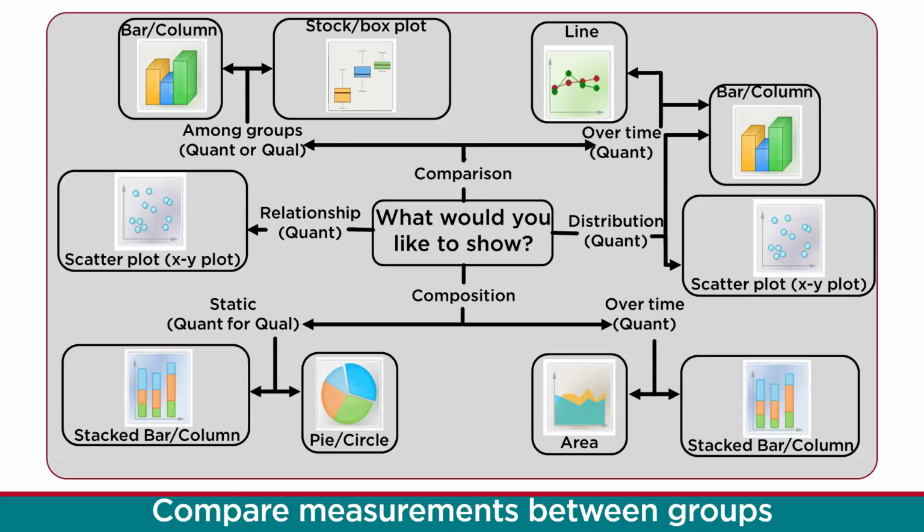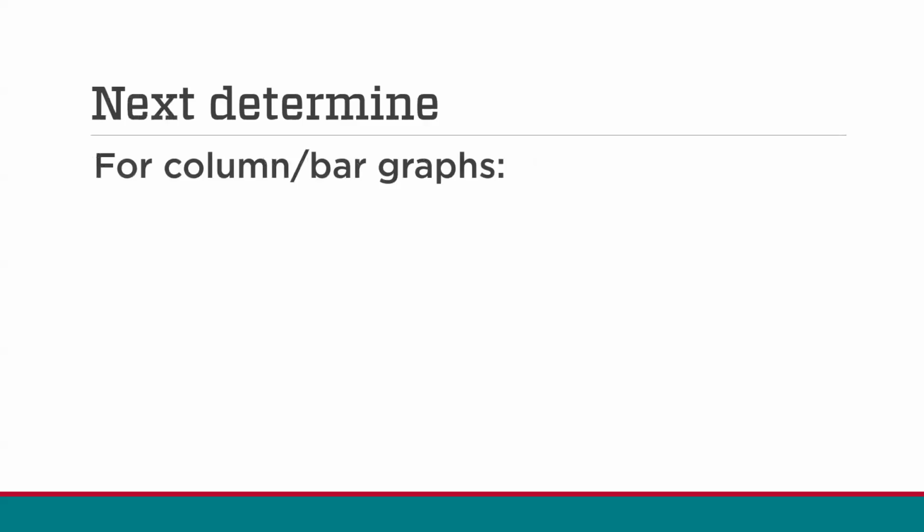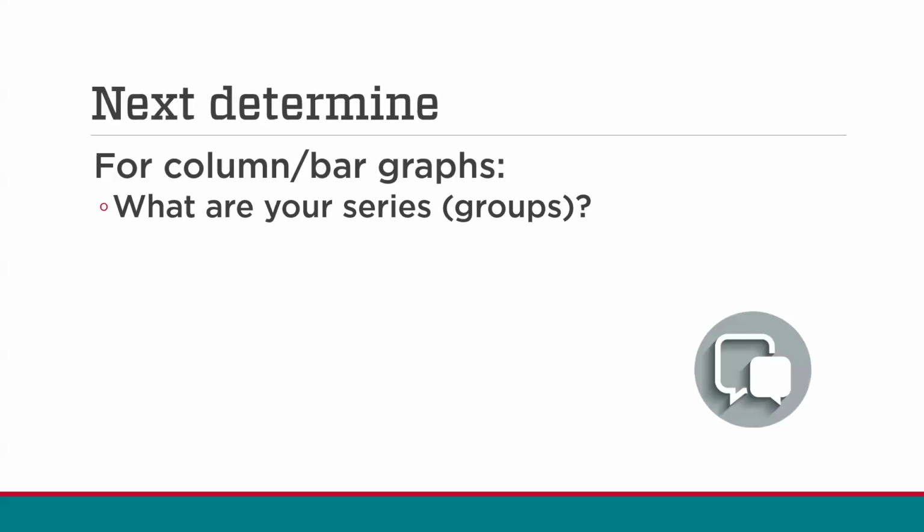So let's go back to our graphic. If our first graph, we want to compare measurements between groups, that's a comparison. Then we'll do a bar or column graph because we want to include the categories of measurements. There are a few other things you need to know before you can actually graph it. So now that we know the type of graph, we need to decide what groups we want to represent. Excel calls these series.